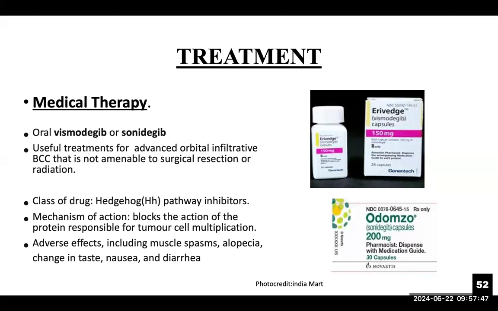So what the drug does is it blocks the action of the protein responsible for tumor cell multiplication. The hedgehog signaling pathway regulates the growth, differentiation, and proliferation of carcinogenic cells. In basal cell carcinoma, this pathway is upregulated, so inhibitors of the pathway are used to halt the proliferation of the cancer cells. And that's exactly what these medications try to do.